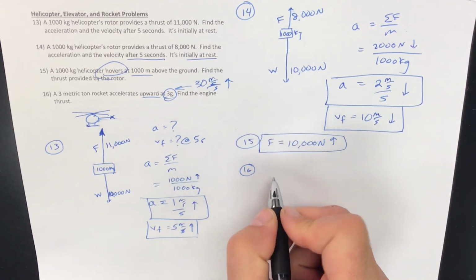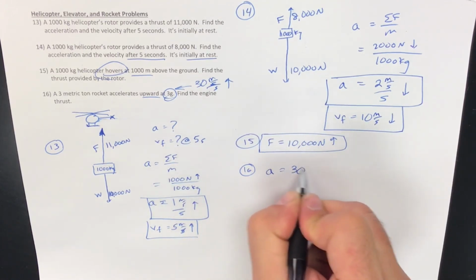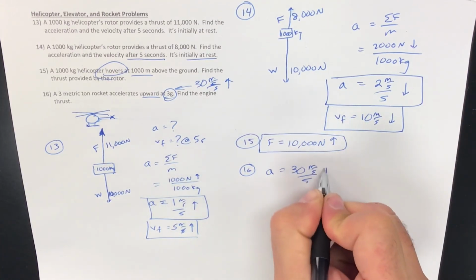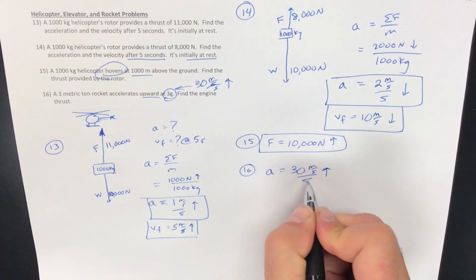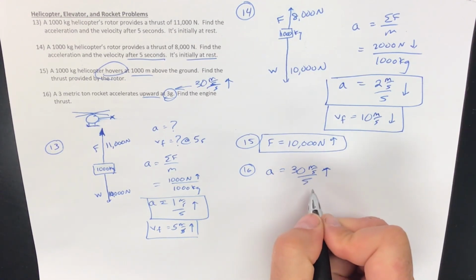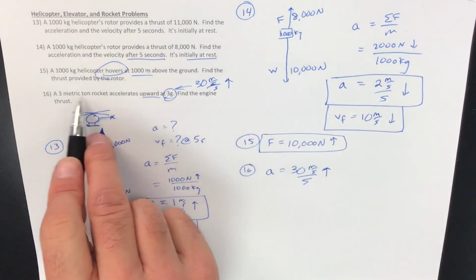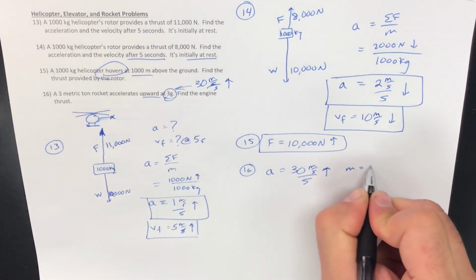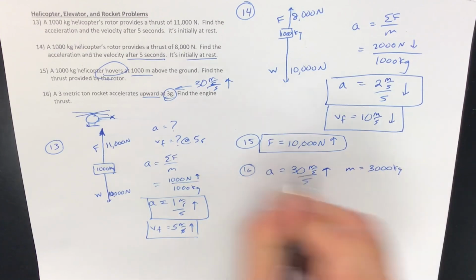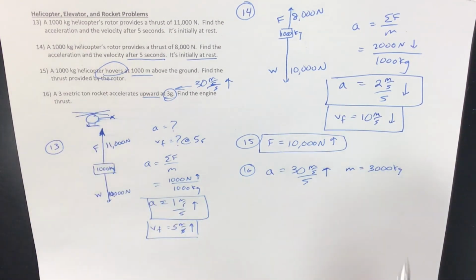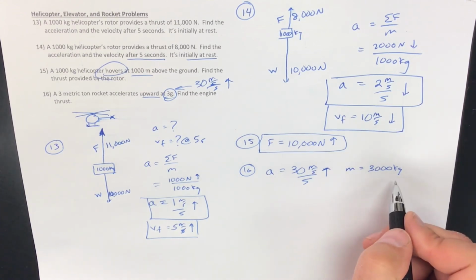So I know that the acceleration is 30 meters per second every second upward. And that means you weigh about 3 times as much as you would. That's why they're strapped down into their seats like they are in the rockets. 3 metric ton rocket, mass is 3,000 kilograms. A metric ton is, of course, 1,000 kilograms, and 3 is 3,000.